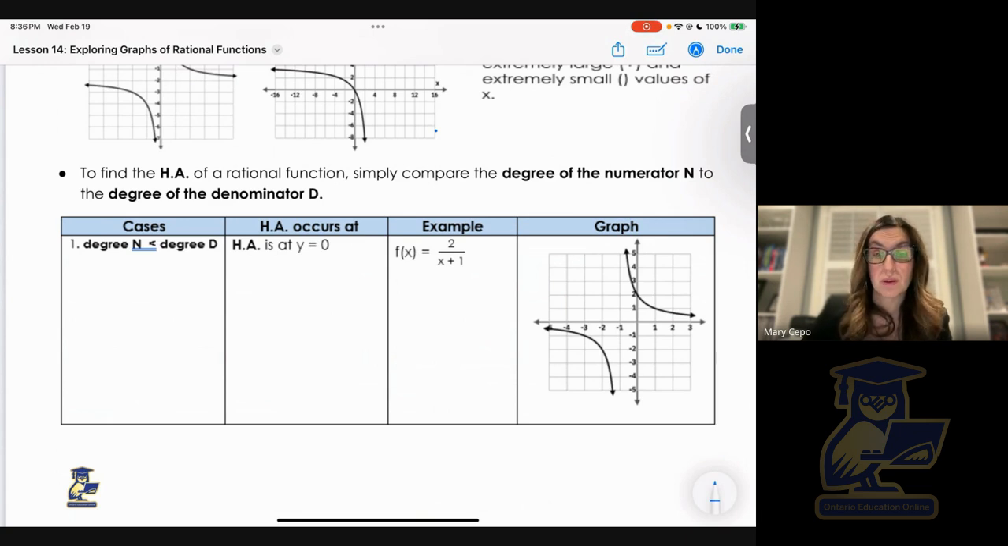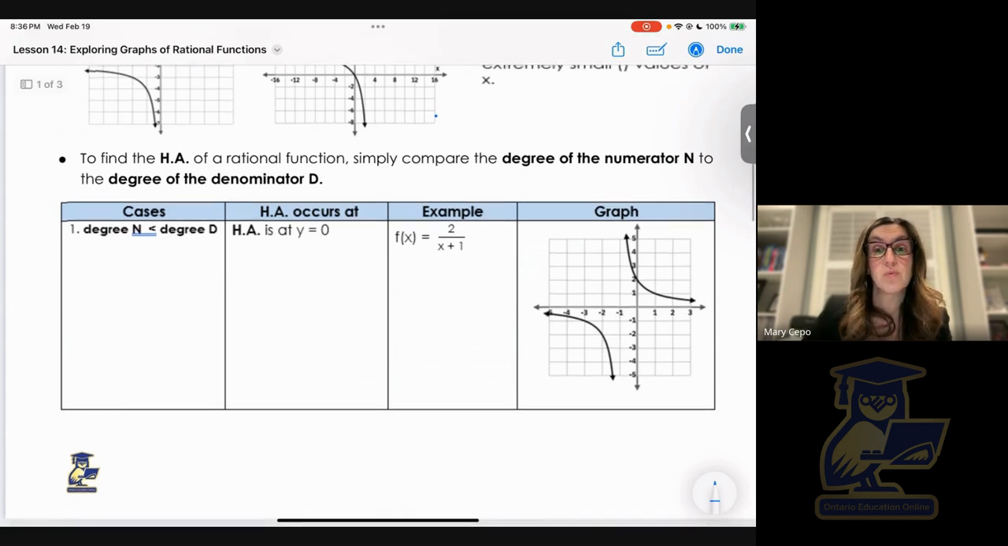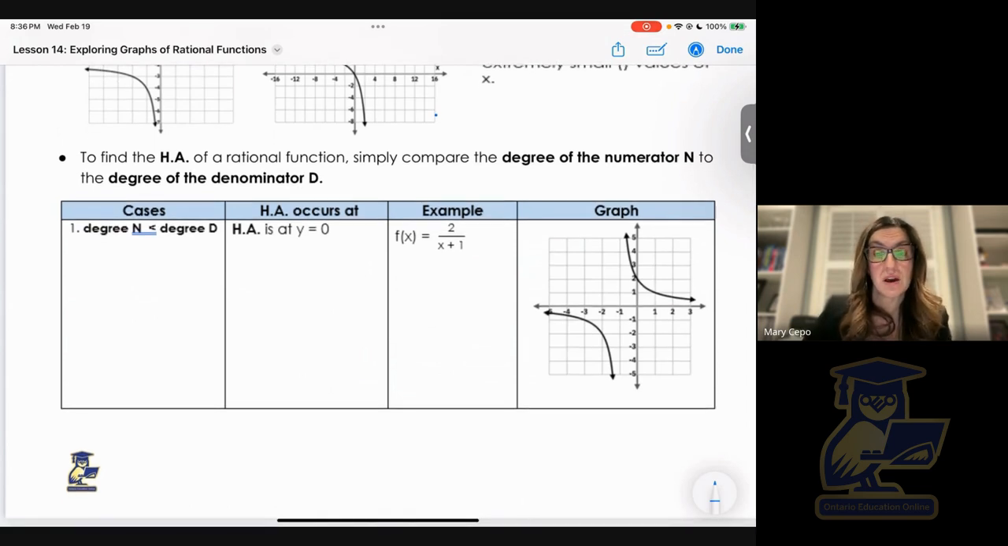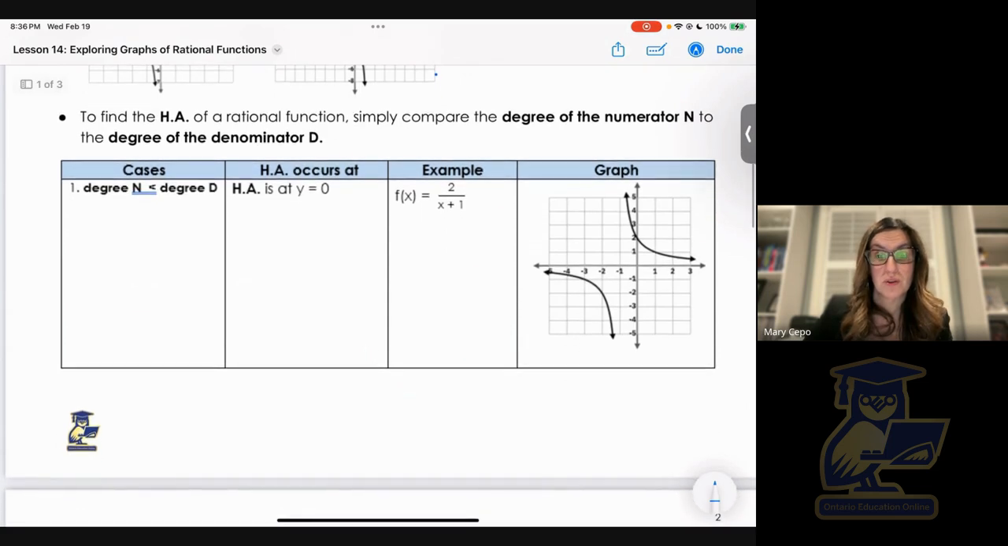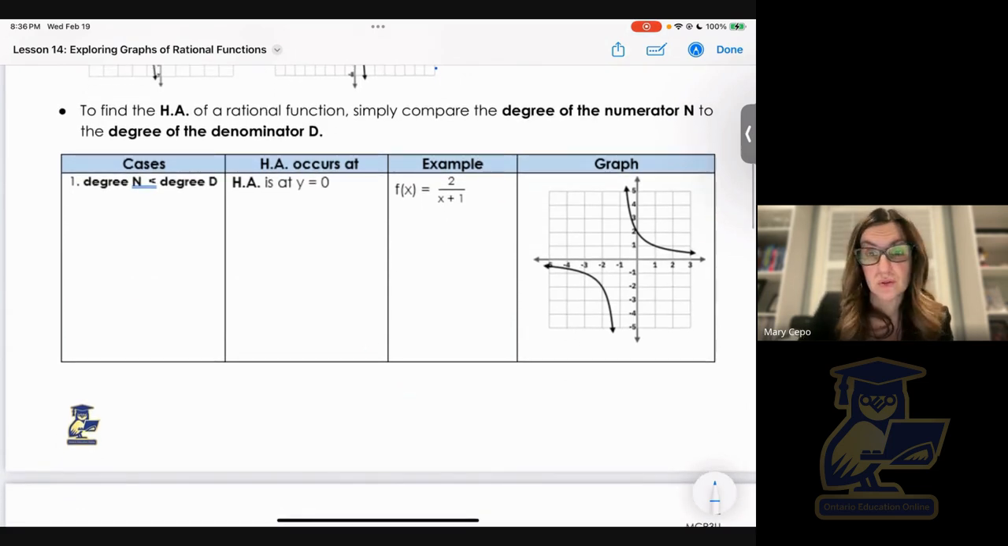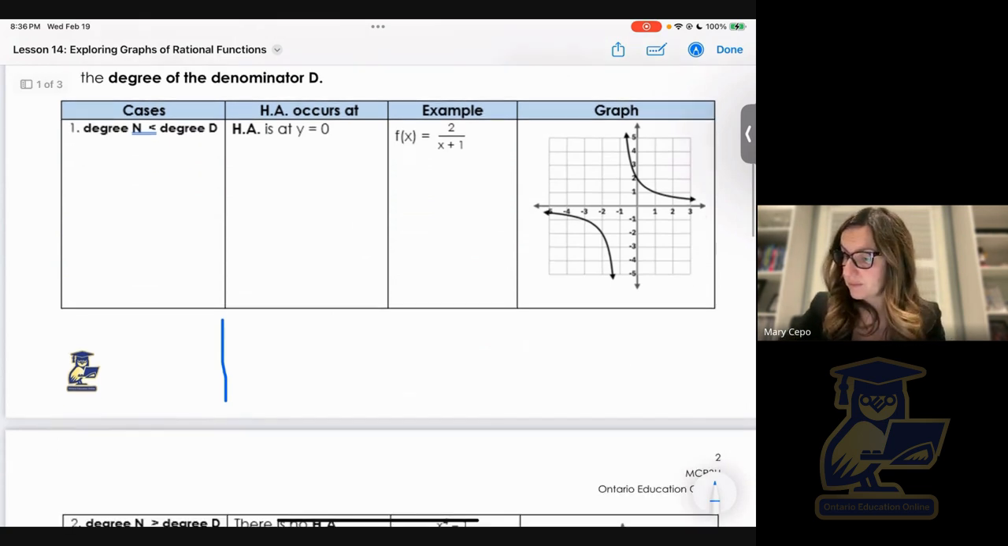If you look in the denominator, we have x plus 1. The degree of that polynomial is 1 because the exponent on x, the highest degree term, is 1. So that means the degree in the numerator, 0, is less than the degree in the denominator, 1. Therefore, there would be a horizontal asymptote at y equals 0. If you notice, the curve gets closer and closer to the x-axis, but it never touches it or crosses it.